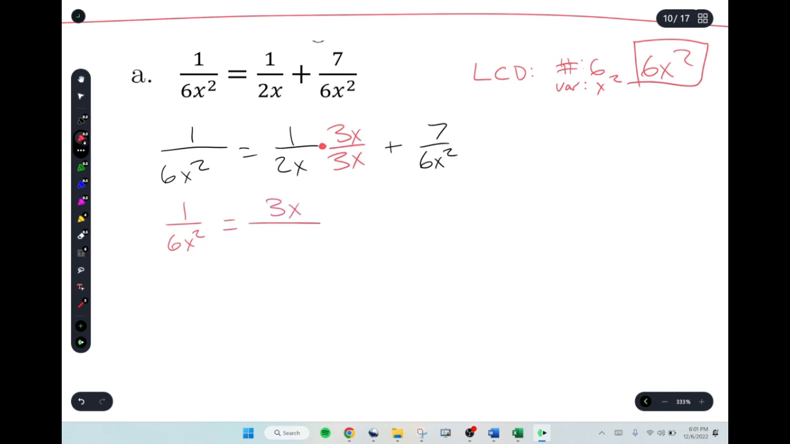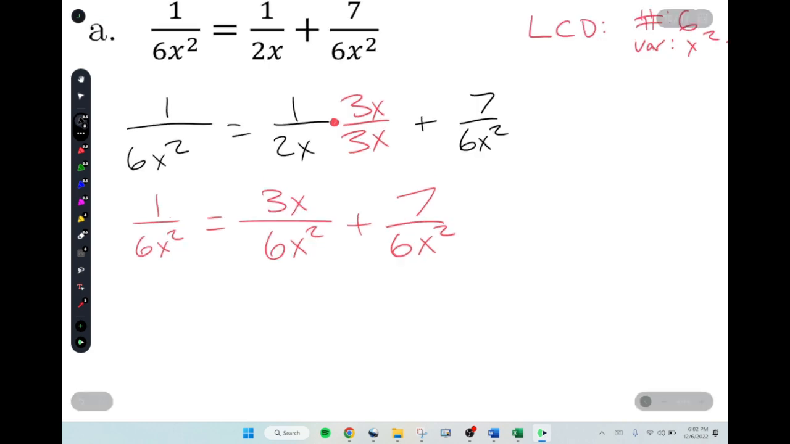3x times 1 is that. Oh, look at what happens on the bottom. And you know it's good because in your brain, what you can do is just zoom into the thing you changed.